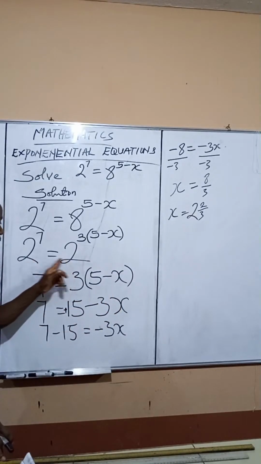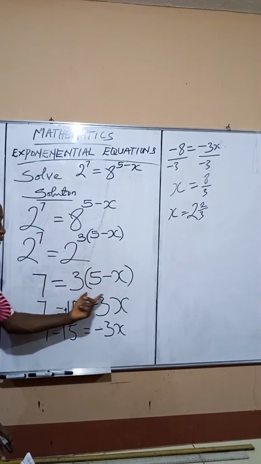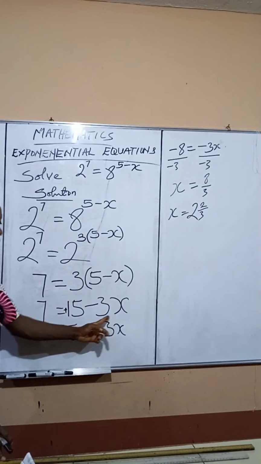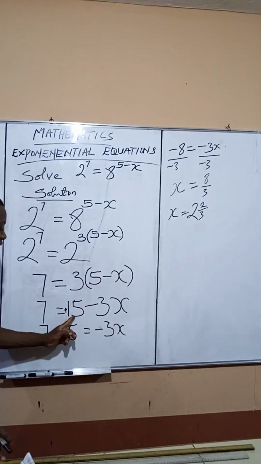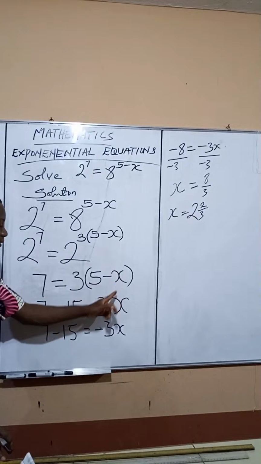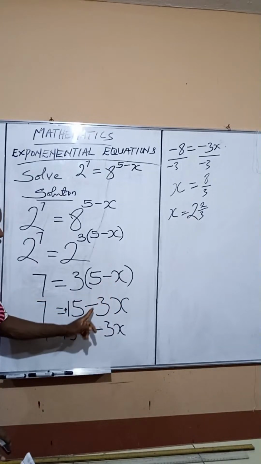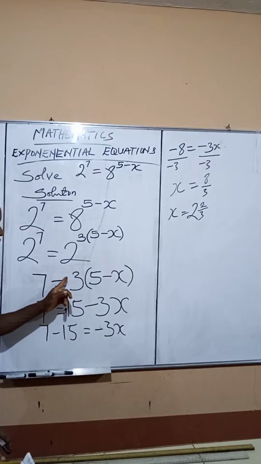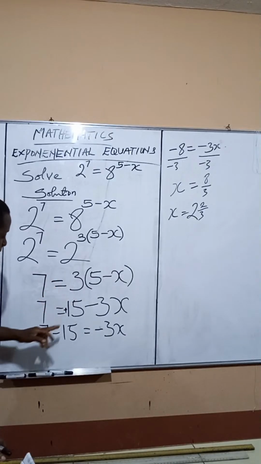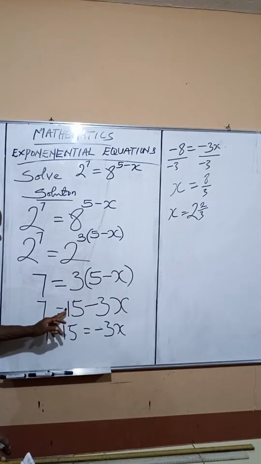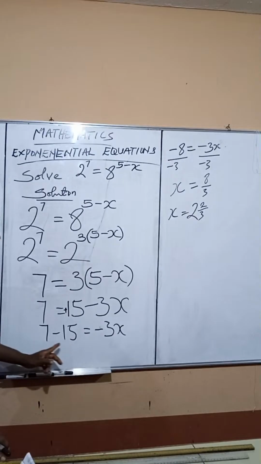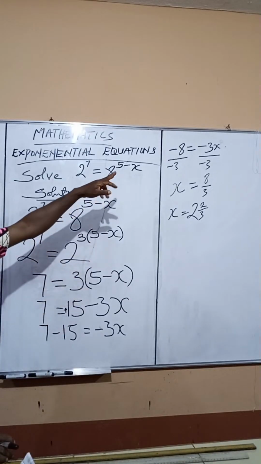Since they are already equal, just take the exponents, then clear the brackets. When you clear the bracket, 3 times 5 is actually 15, and 3 times x is 3x. There is minus in between. Please take note. And there is plus here. Please also take note of that. Then this is 15, which is plus 15. When we take plus 15 this way, it becomes minus 15. Then the subtraction of 7 minus 15, the difference between 7 and 15, in which 15 is subtracted from 7, will give us minus 8 over here.